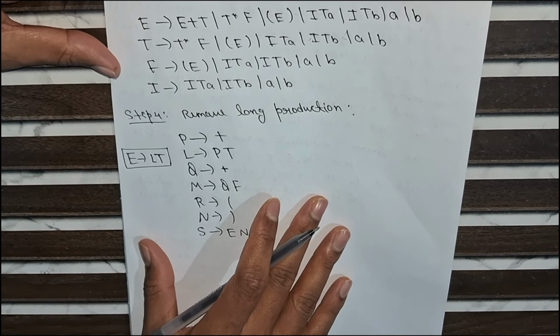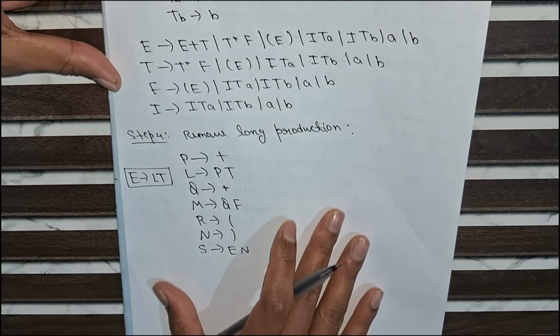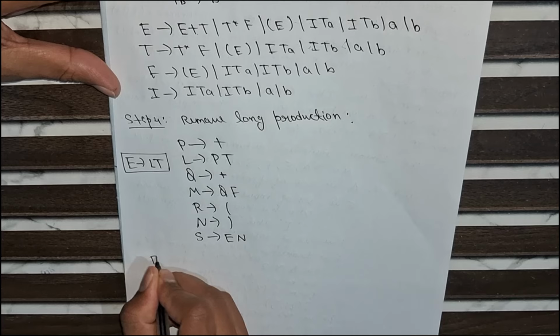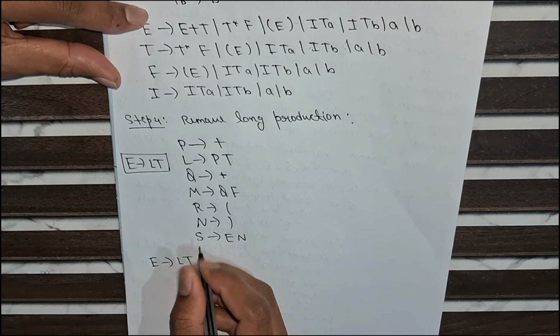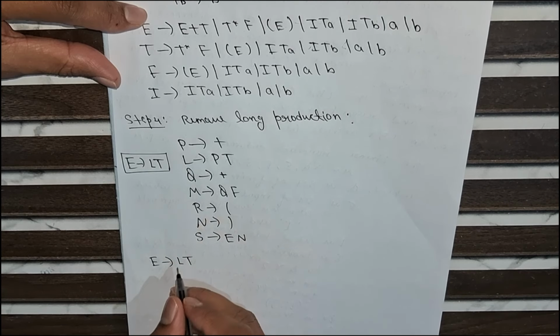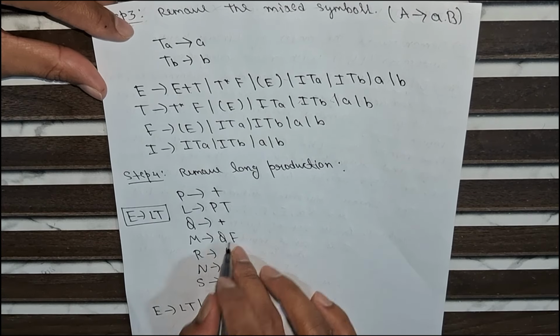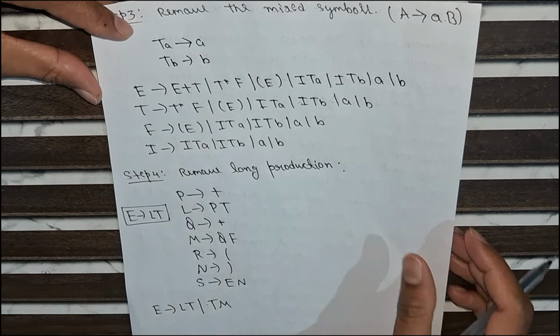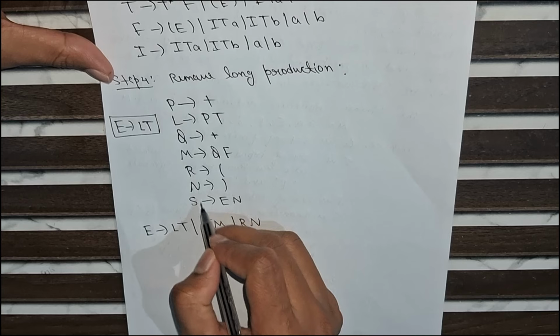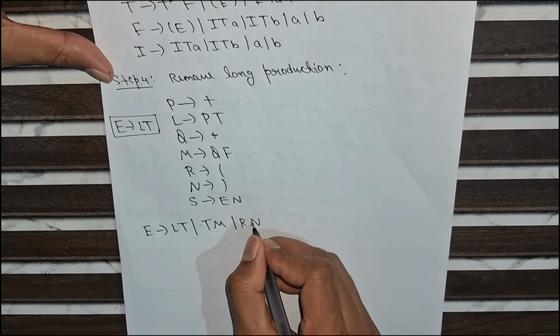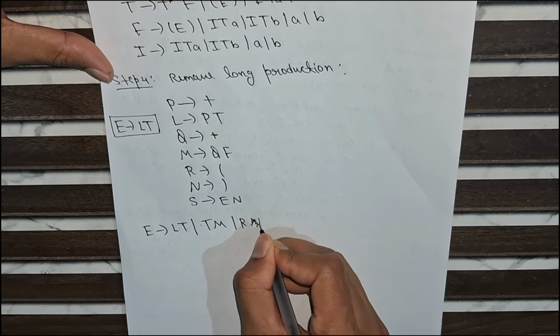So now I am putting these values in this production. So I will write E implies LT, which is two variables. Now for the next I am writing TM. T is this one, and the asterisk F means M. Like here M implies QF, Q is star and F is a variable here. After that I am writing R and N. R implies this bracket and S implies EN. So RS. Here RS will be.